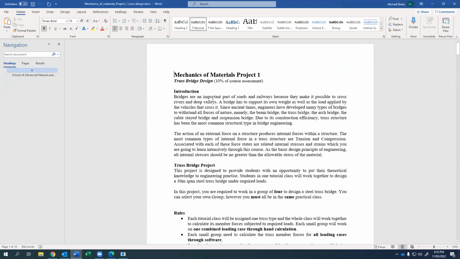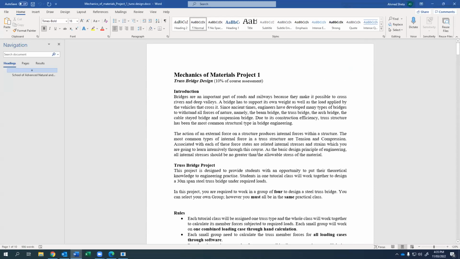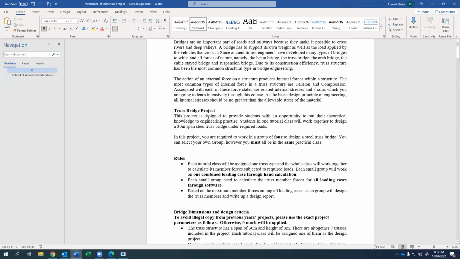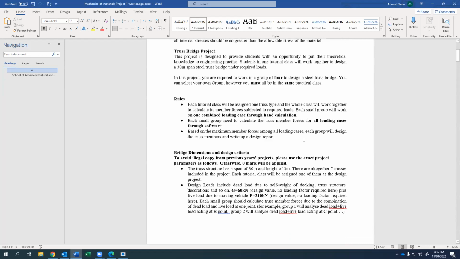Okay, now this truss description gives you some description of the bridge and trusses used in the bridge. And for us, the truss bridge is our first project this semester. In this project you will work in groups together. Each group should be from 3 to 4 members. And you are all in the same practical class, which is now online.